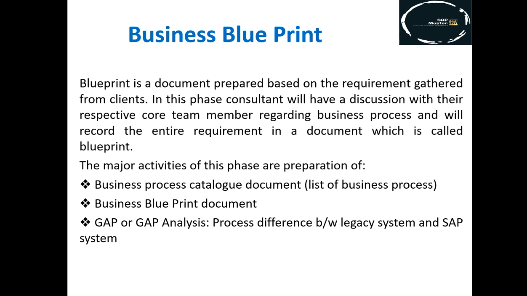And in the to-be document we mention, okay, we are going to do these things like this, these processes we are going to do in this way. Okay, the to-be document. And the final document is prepared by agreement of both parties, and that is called the business blueprint. Okay, on the basis of the business blueprint, all the next steps will be taken.